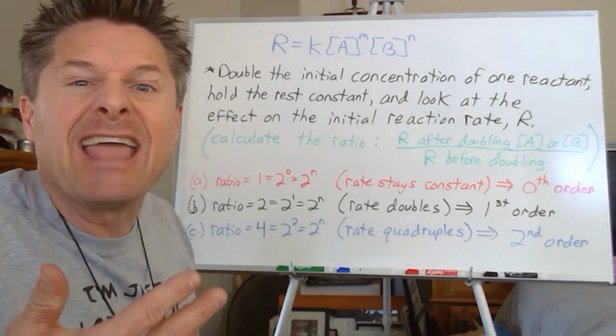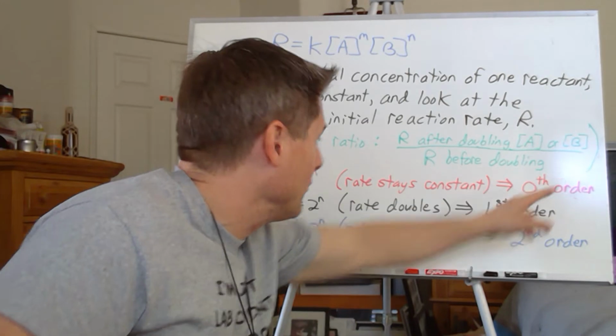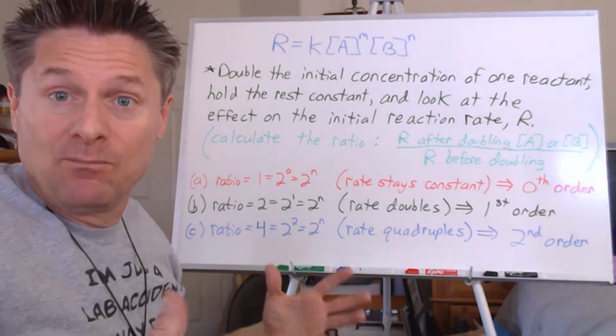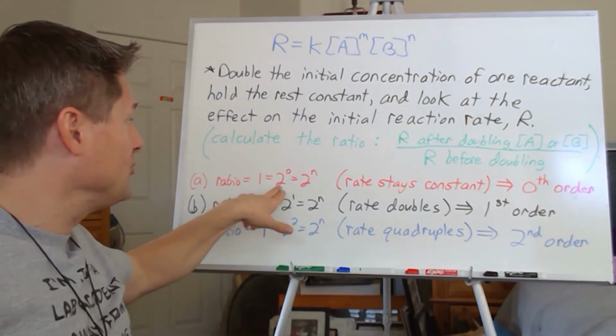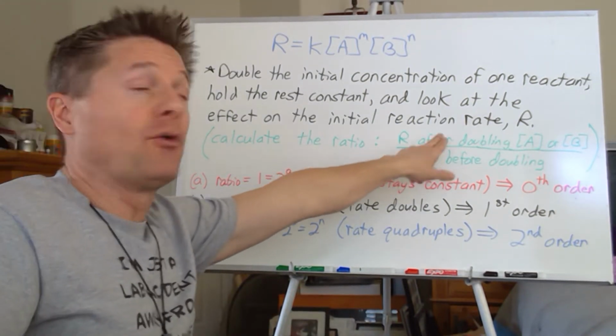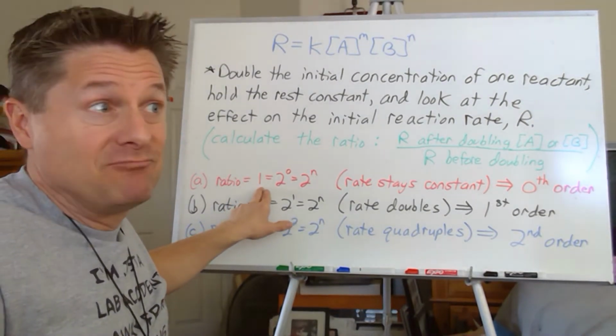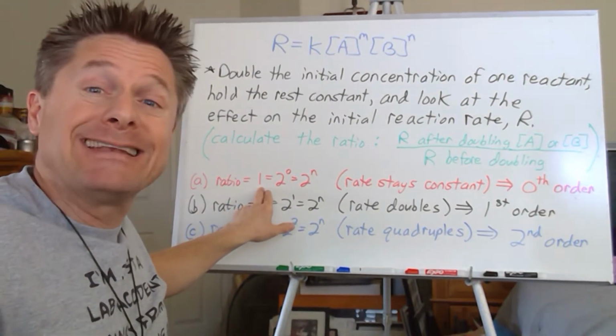We're after that n value. Or, that would be if it was B. It'd be m if it was A. Whatever that exponent is in the case that you're looking at. Right? So 2 to the 0th power would be 1. So if the ratio of these rates is 1, that means you could double it, triple it, whatever. It's not going to change the rate at all.